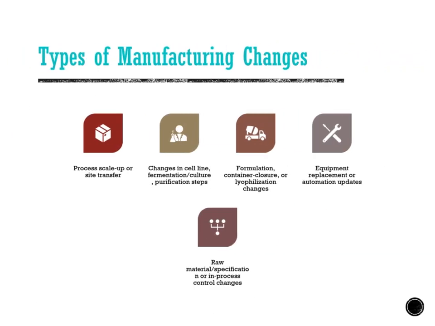Q5E doesn't list every possible change, but it groups changes into those that could affect quality attributes. Examples include changes to cell line or upstream fermentation parameters, changes in purification steps or chromatography media, facility or site transfers, scale-up or scale-down, and new equipment or new raw material suppliers, a drug product formulation, container closure, or fill-finish changes. The more upstream and fundamental the change, the higher the likelihood it affects critical quality attributes, and therefore the more extensive the comparability package.